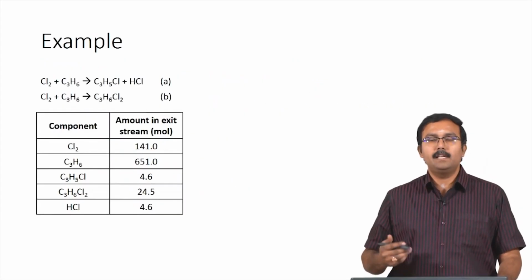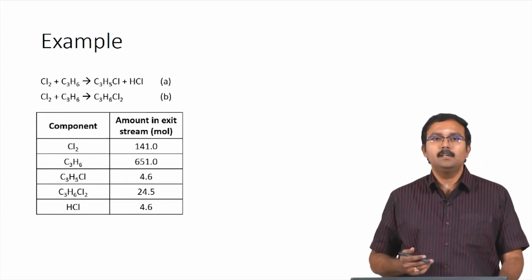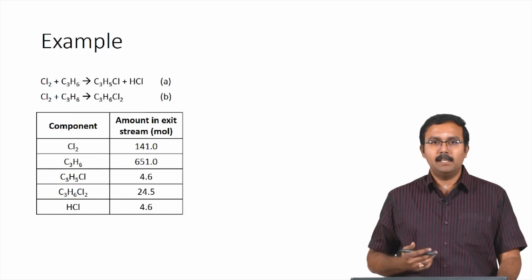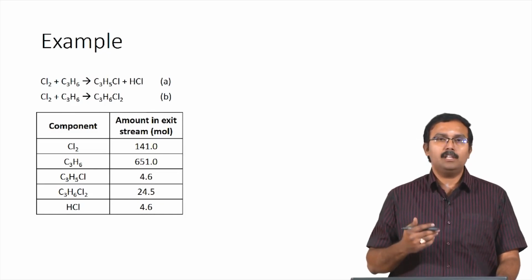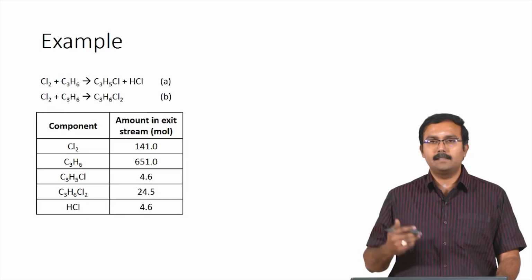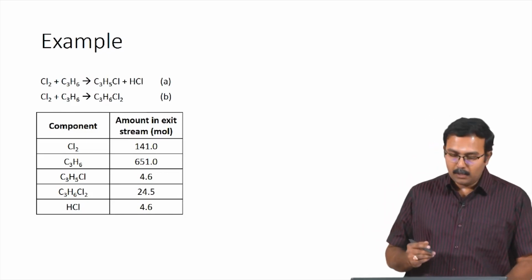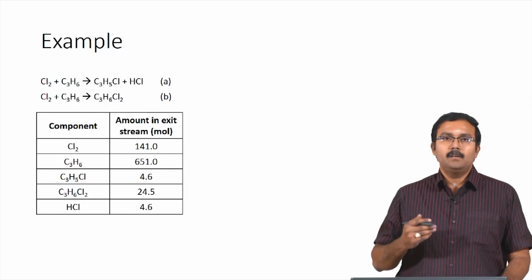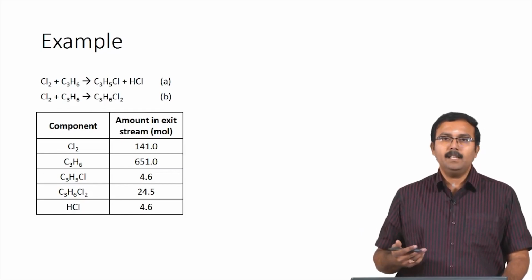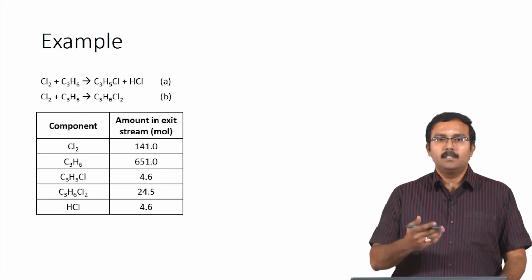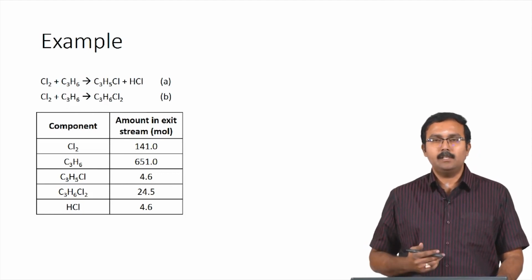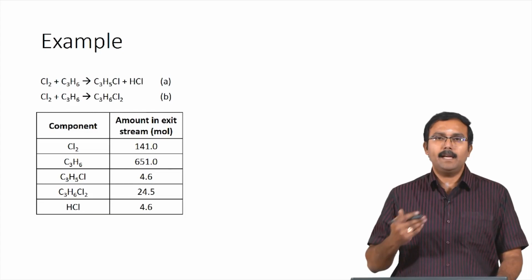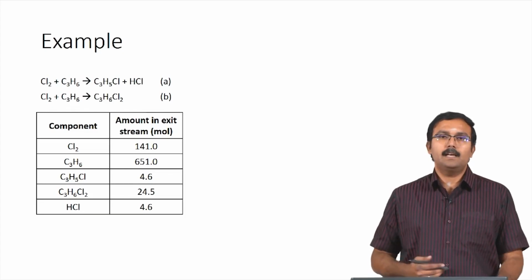All the information that has been given to you in the problem has been shown here. So, you have both the reactions that have been listed and you also have all the components and their moles in the exit stream. So, now let us try to solve this problem. For solving this problem, the first step is to identify how much of the reactants are actually entering into the system. For this, we need to make an assumption. What do you think the assumption should be?